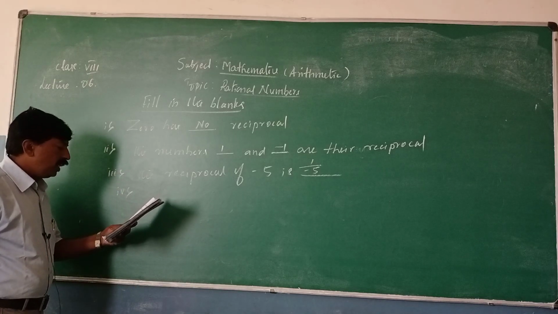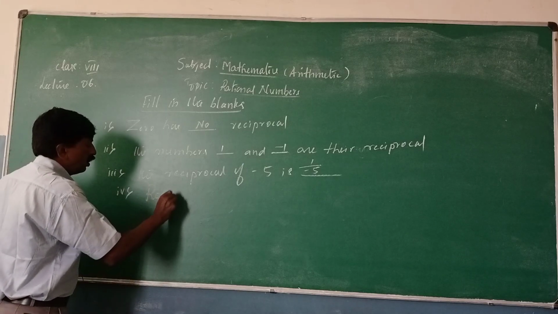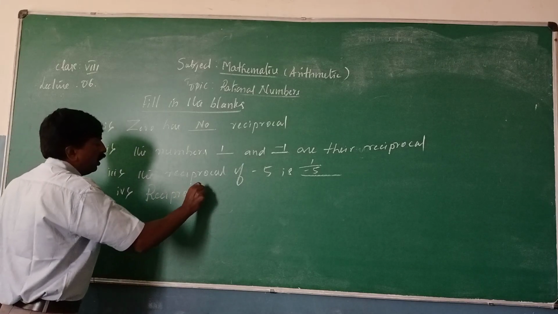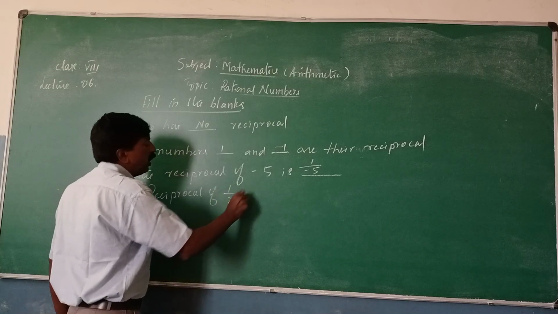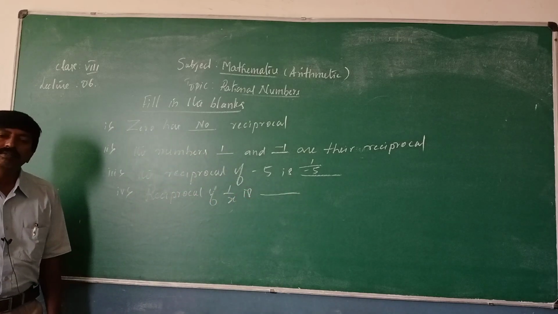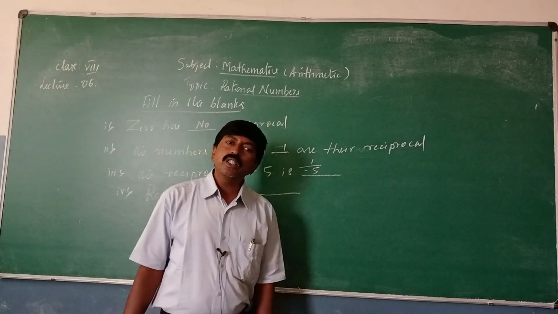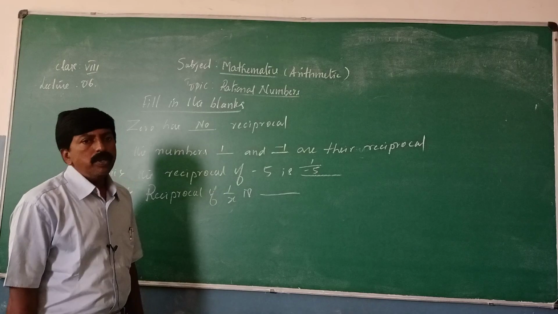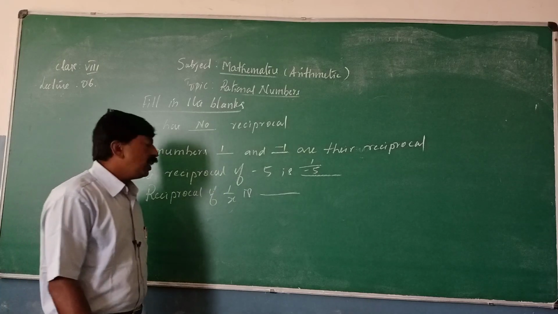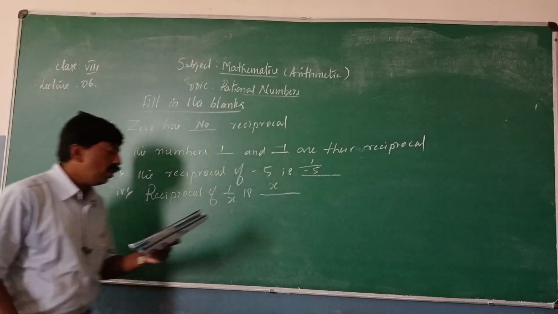And the fourth one: the reciprocal of 1 by x is dash. Everybody, what is the reciprocal of 1 by a? Which is a. What is the reciprocal of 1 by b? Which is b. So therefore, what is the reciprocal of 1 by x? Which is x. Very good.